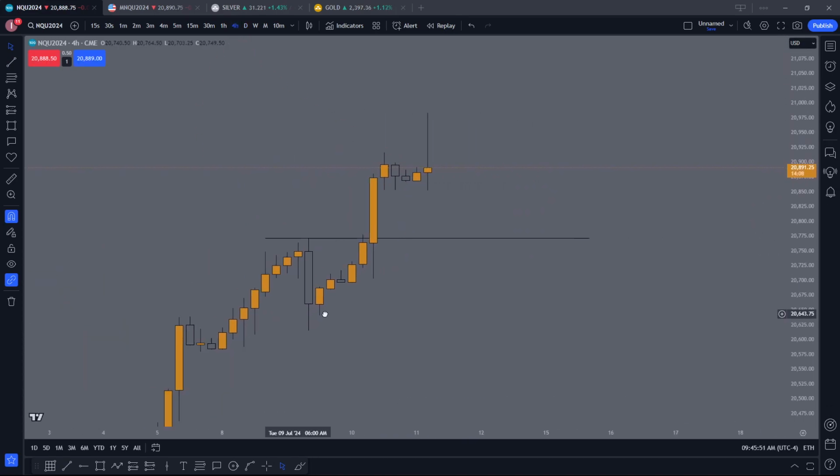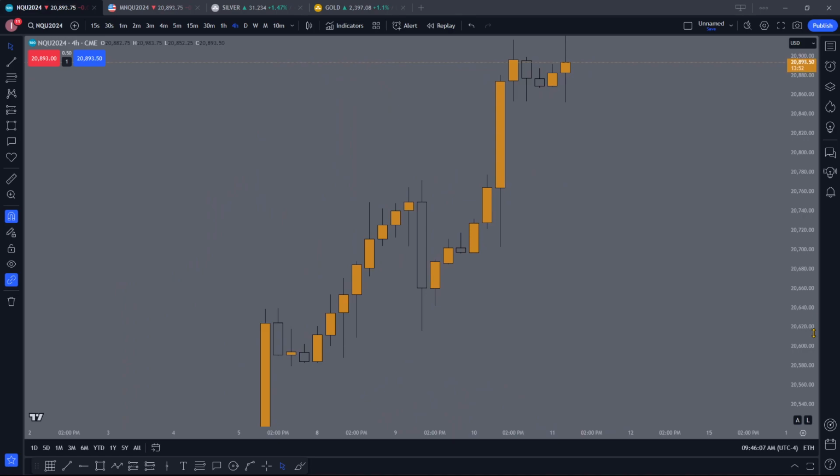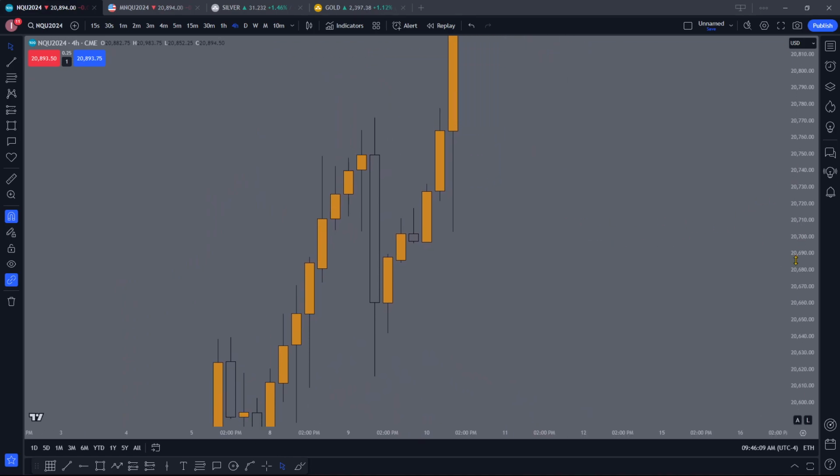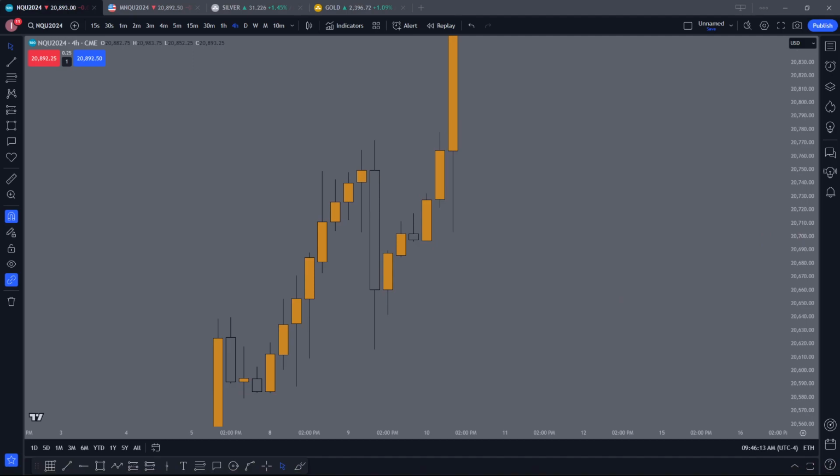So possibly a move back into here, and then we can decide on lower time frames, reassessment, to see if we want to go higher or lower. And for yesterday, my draw actually perfectly worked out. So let me pull up my Notion notebook.